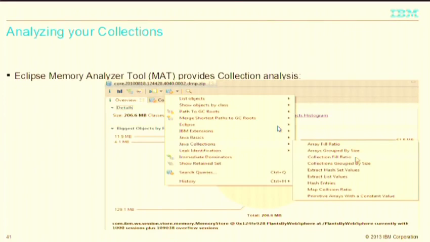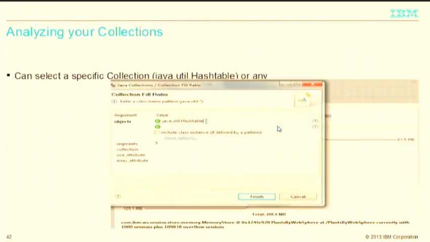And inside Java collections, one of the interesting ones is called collection fill ratio. And this tells me how full my collection is. Is it empty? Is it 10% full, 20% full, 30% full, and so on? So I can choose to run collection fill ratio against all of the Java collections on the heap. Now, it does give you some filter options. So I know the guy who wrote this code was a hash table guy, so I'm only going to look for hash tables. So I can say only find java.util.Hashtable objects on the heap and give me a report about how full they are.